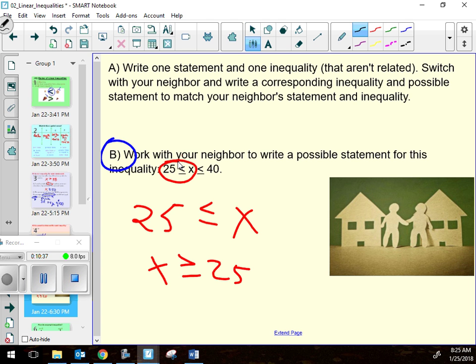Let's make a number that works. Would you agree if I put 26 here that it works? As long as it still works here, then you've written it the right way. So if you reverse the statement, you have to reverse the sign.